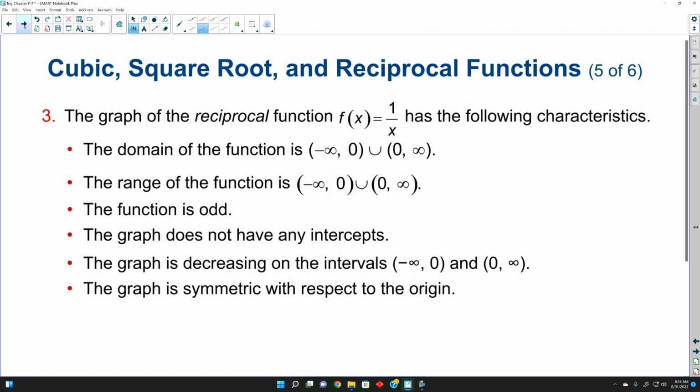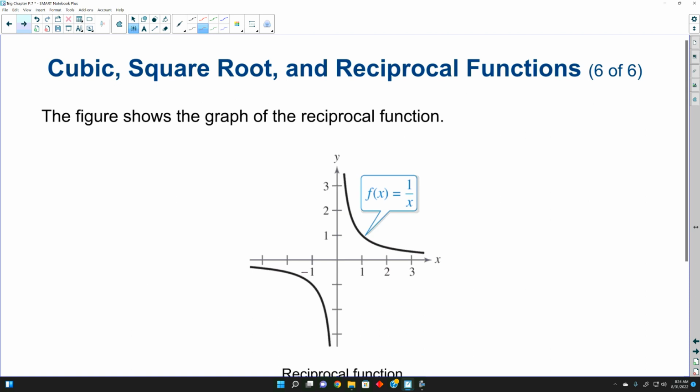And that'll make sense when we actually look at the graph. And the graph is symmetric with respect to the origin. Well, let's see what the graph looks like. And we have this here. Because as we come from the left, this is decreasing. It is getting smaller and smaller.